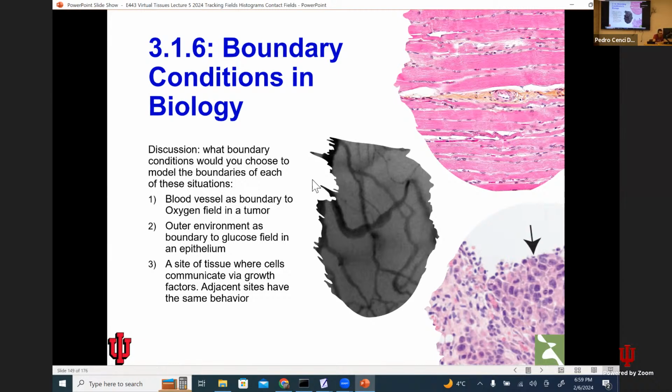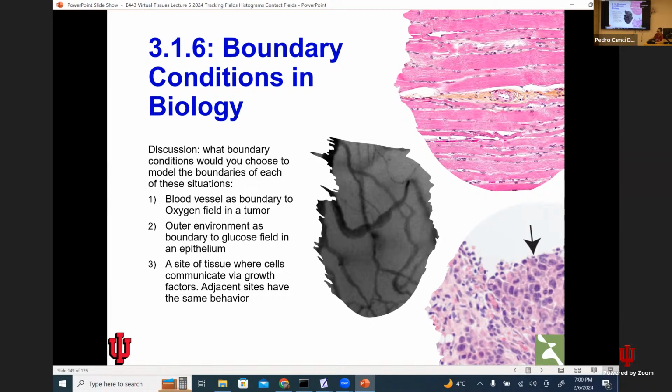Let's see another example. You have an epithelium, and there is the outer environment here, air. There is a glucose field in your epithelium, hopefully, I hope, if you're healthy. How is the outer environment behaving? It doesn't have a glucose field outside. I would hope not, unless we just evaporate out our glucose.